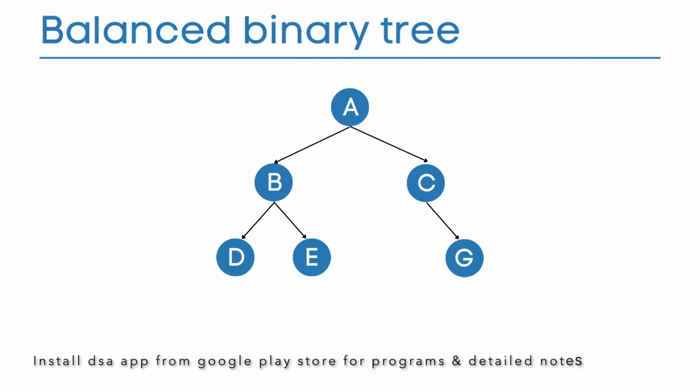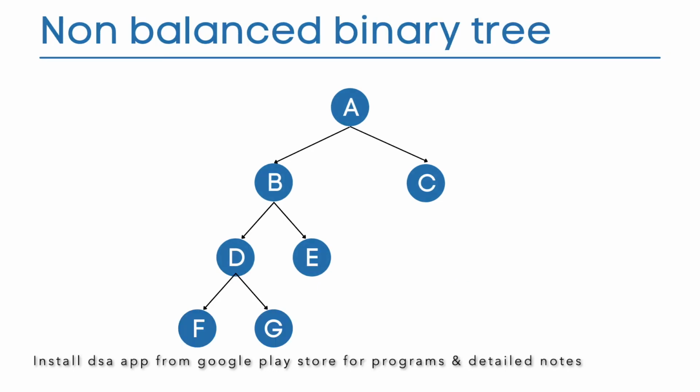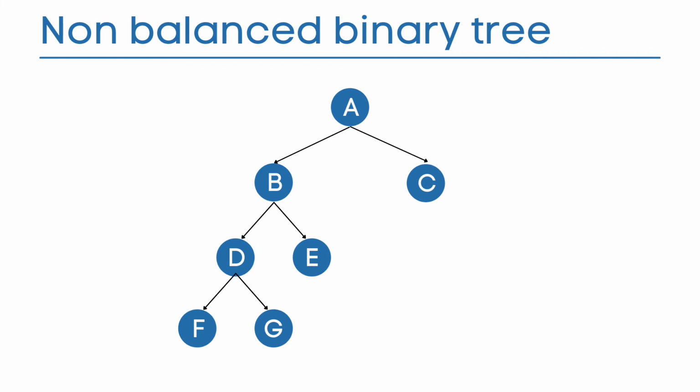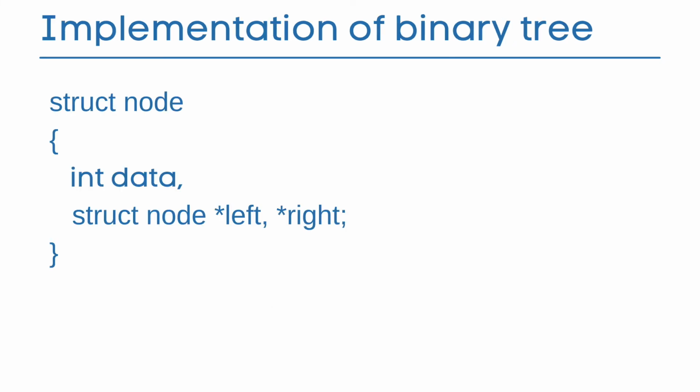In a balanced binary tree, the left and right subtrees differ in height by at most 1. For example, AVL and red-black trees are balanced binary trees. The tree shown here is a balanced binary tree because the difference between the left subtree and right subtree is 0. And this tree is not a balanced binary tree because the difference between the left subtree and right subtree is greater than 1. A binary tree is implemented with the help of pointers.